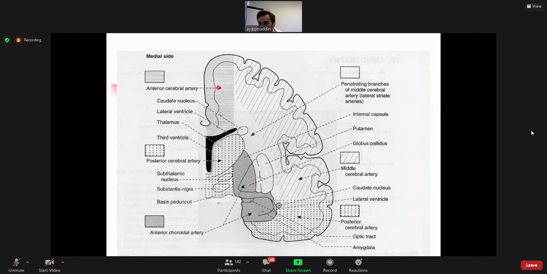You would see that the anterior cerebral is supplying here in the midline, so it is far away from the anterior limb of the internal capsule. That's what my assumption is, but we can check again. The reference which I'm putting up is from High Yield Neuroanatomy. Is it clear?